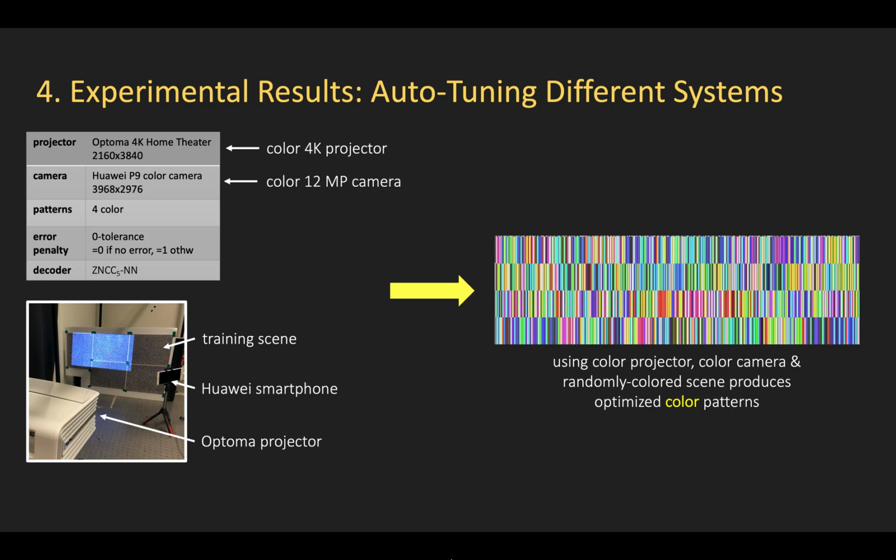Now, let's apply the optical STD on a color system. Here we use a smartphone camera and 4K color projector, and on the right, you see the optimized pattern color illuminations.